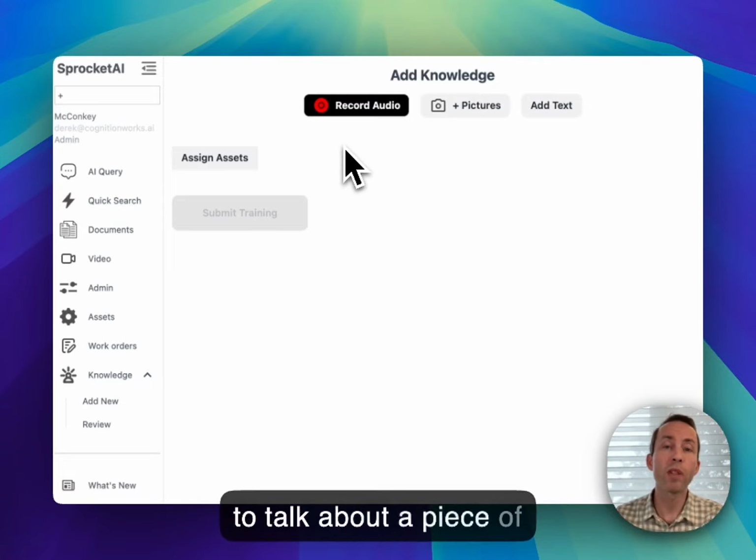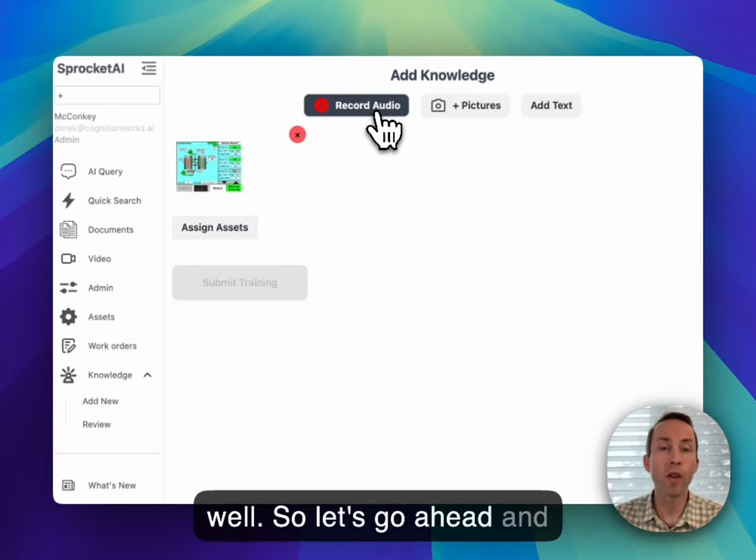So first we're going to give this an image, so you can paste pictures in here, you can add pictures. The AI is actually going to look at these pictures in evaluating what we say as well. So let's go ahead and get this started.